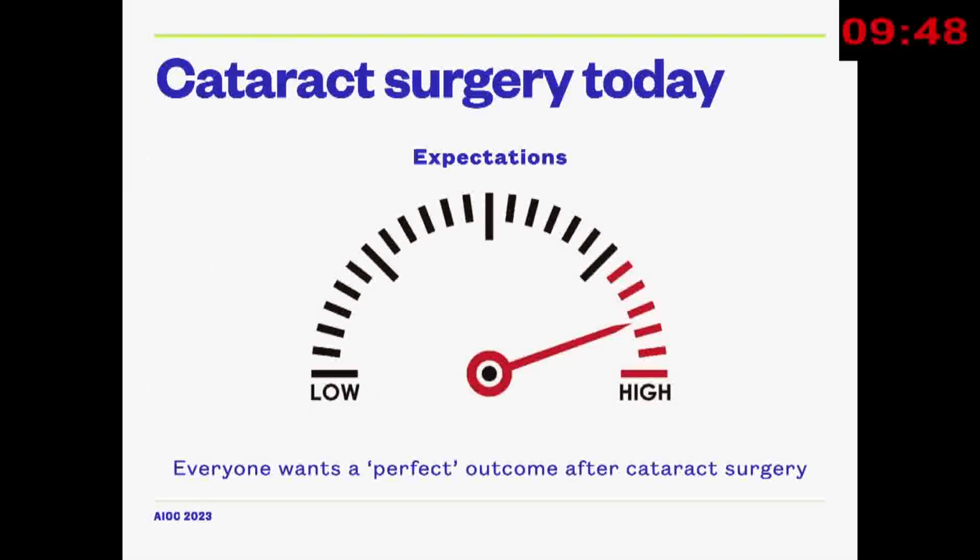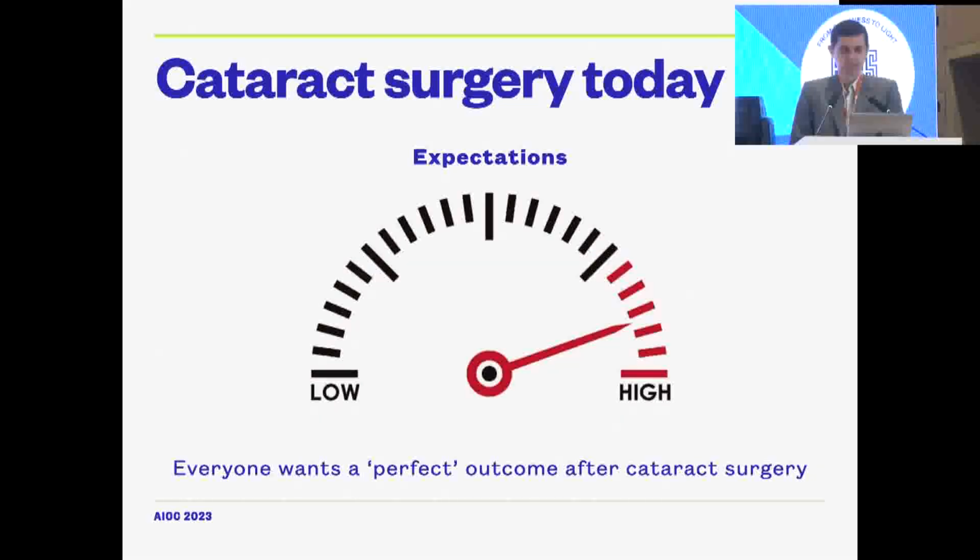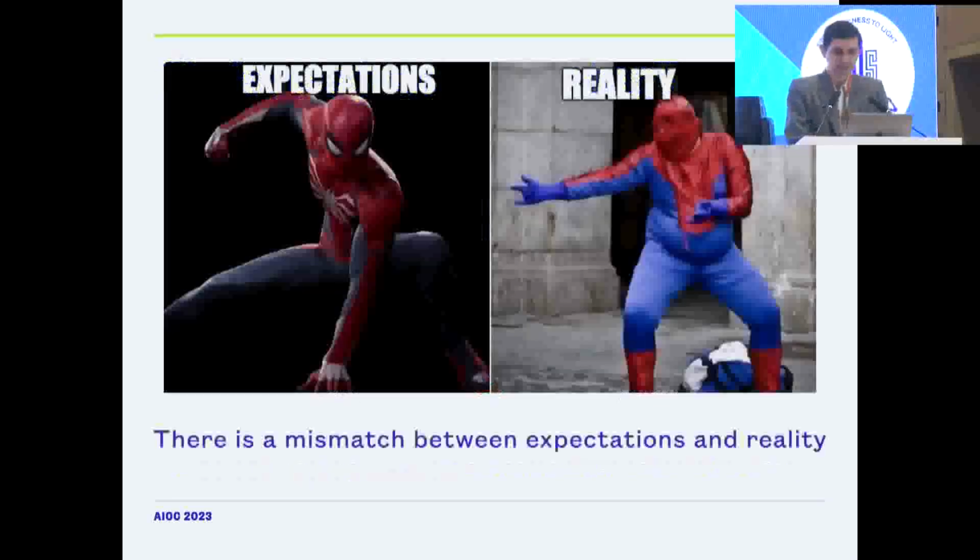Thank you, Dr. Twinkle. I thank Dr. Twinkle and the organizers of AIOC, and it's lovely to see all of you in Cochin. I'll be speaking on IOL power calculations in post-vitrectomized eyes. As of today, the expectations of our patients from cataract surgery are very high, and everyone wants a perfect outcome, irrespective of whatever preconditions the eyes may have. But the reality is that so many times we cannot deliver up to these expectations. So there's a mismatch between expectations and reality.